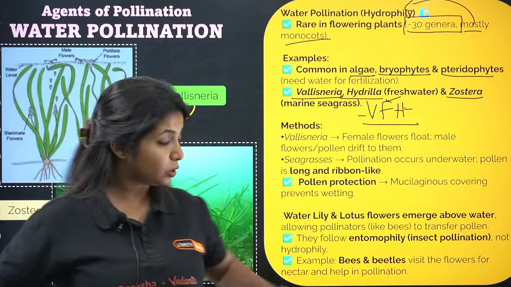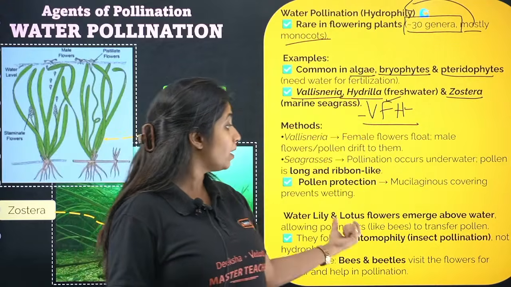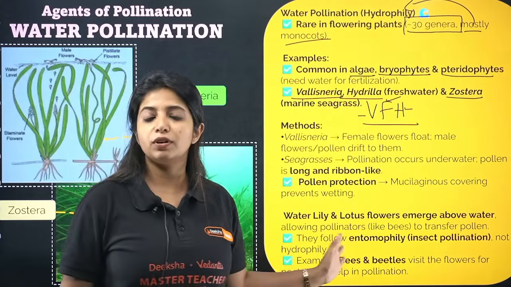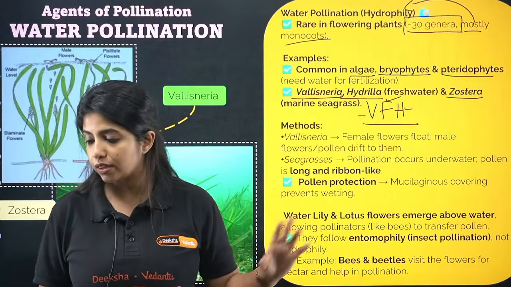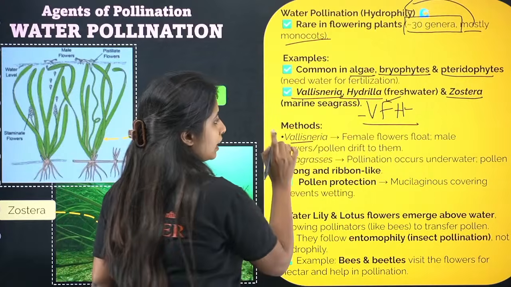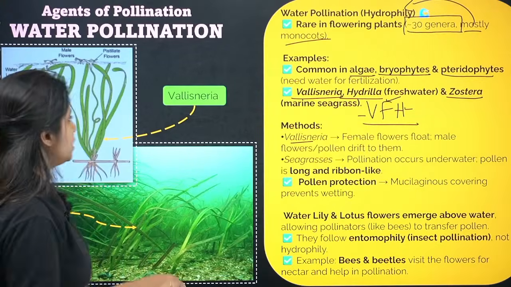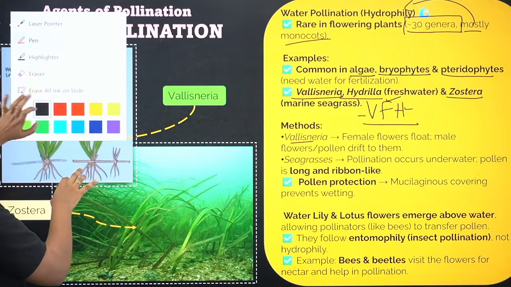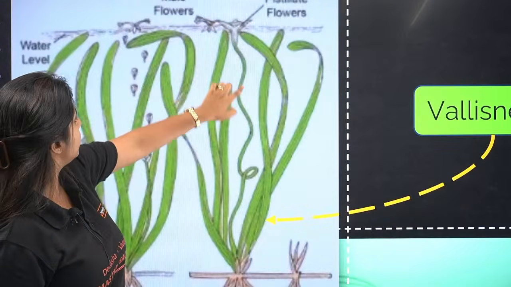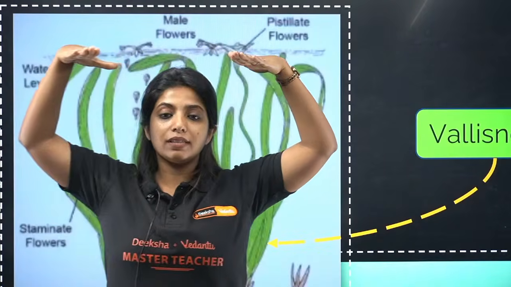Okay, now, so that is written over here. Water lily and lotus flowers emerge above the water, allowing pollinators like bees to transfer the pollen. Okay, they usually take the help of biotic agents rather than abiotic agents. Okay, now when we talk about Vallisneria, you need to remember certain things. You have to use your imagination also. So I have taken the picture over here. This picture is of Vallisneria, where at the top you see a big flower coming at the top. This is a female flower. Female flower is mostly on the surface level.